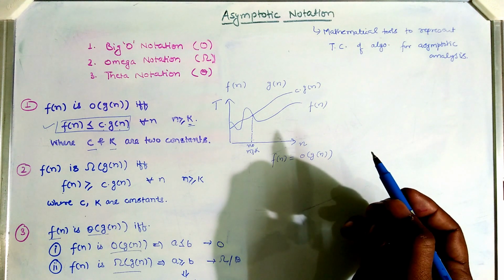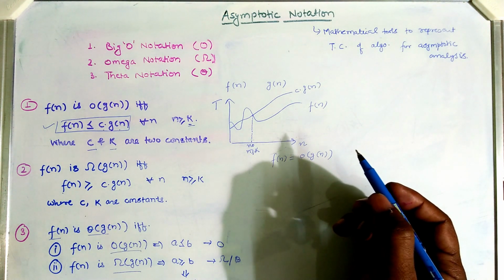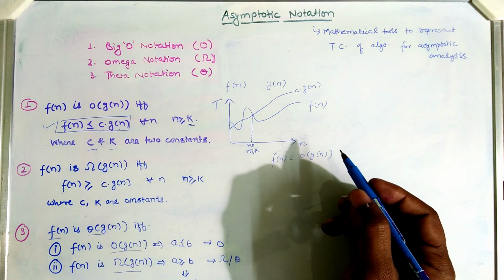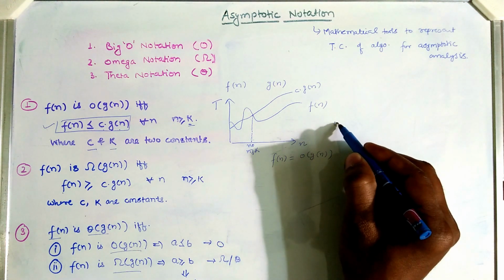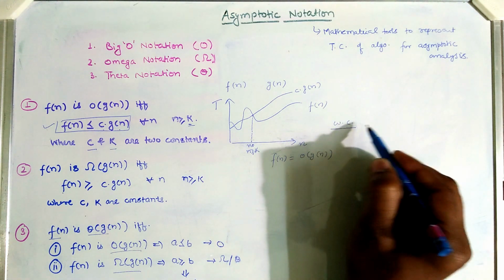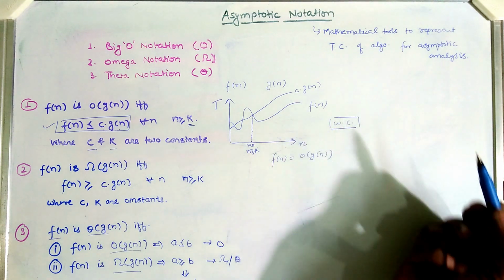Okay, so this big O notation always gives upper bounds. It means whenever we do the worst case analysis of an algorithm, the worst case analysis can always be denoted by big O notation.